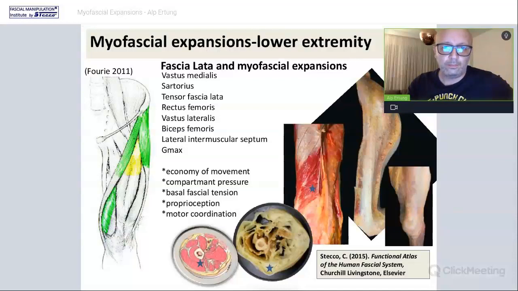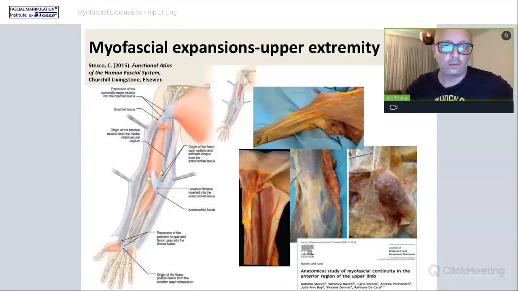So in the upper extremity, it's kind of similar. We have the pectoralis major here. The epimysial fascia of the pectoralis major is in continuity, without any interruption, with the brachial fascia, the deep fascia, the aponeurotic fascia of the arm. And it goes on like this.